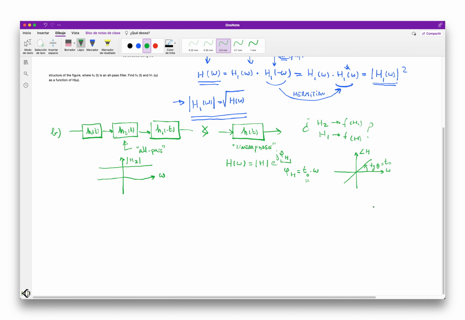What happens to the modulus? Well, the modulus can be anything, but linear phase is just a condition for the phase. Okay, so that's the explanation. Let's go and do the exercise.